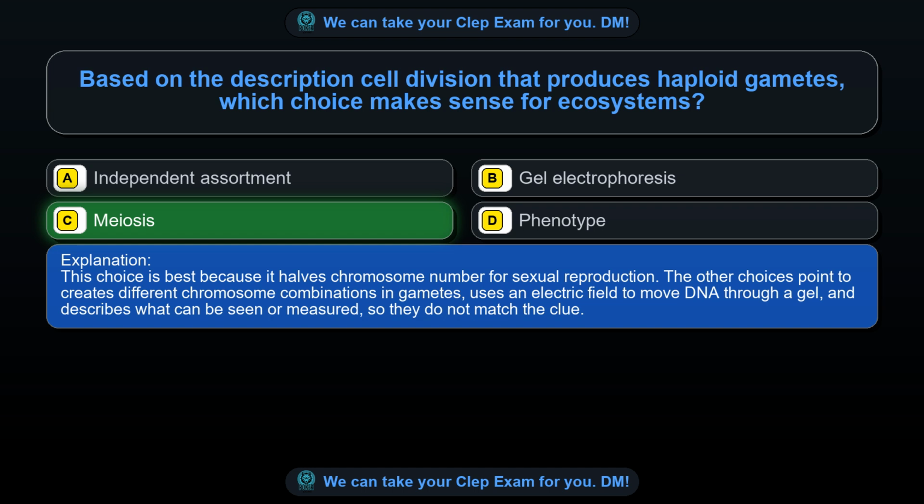This choice is best because it halves chromosome number for sexual reproduction. The other choices point to what creates different chromosome combinations in gametes, what uses an electric field to move DNA through a gel, and what describes what can be seen or measured, so they do not match the clue.